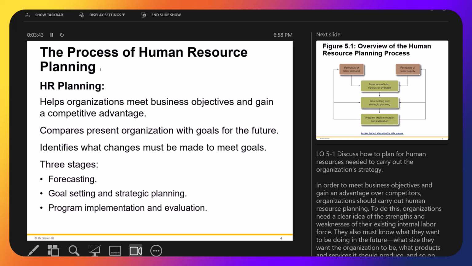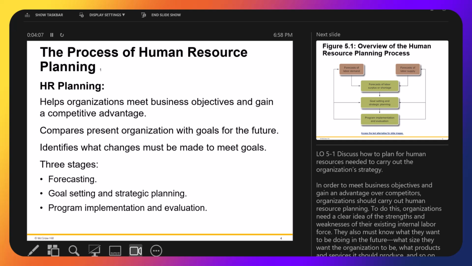Three stages. Identifying these changes is forecasting. It's looking into the future and figuring out what you need and where you're trying to go. Goal setting and strategic plan: what are your goals? Once you figure out and set your goals, then what is your strategy? Your strategic plan is how you achieve those goals.